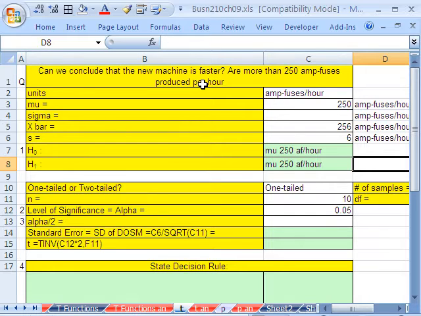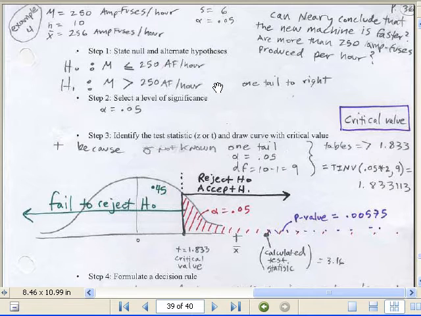Hey, hypothesis testing. We've been talking about hypothesis testing and all of the functions. We saw a couple of examples, but let's look at an example where we have to use the T distribution. Over in our PowerPoints, at the end of the handwritten notes, I have a bunch of examples. Here's one. The question is, can we conclude that the new machine is faster? This is for producing lamp fuses. Is there more than 250 lamp fuses produced per hour?